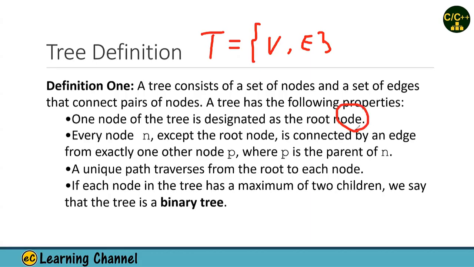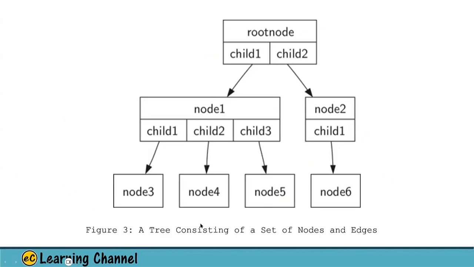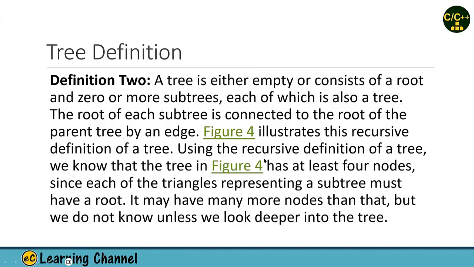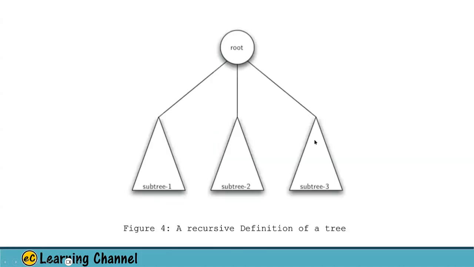And a binary tree means a node has at most two children. That's called a binary tree. And a tree may have multiple children. Okay, may have multiple children. This I think is okay.